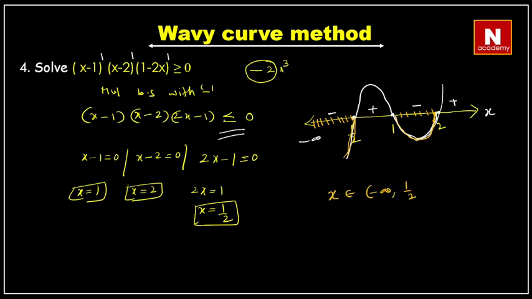Here 1 by 2, equality is given, that's why it is included. So closed bracket, union, again now 1 to 2 is required. So 1 to 2, here also 1 and 2 are included, closed bracket, because equality is given. This is the solution set of the given inequality.